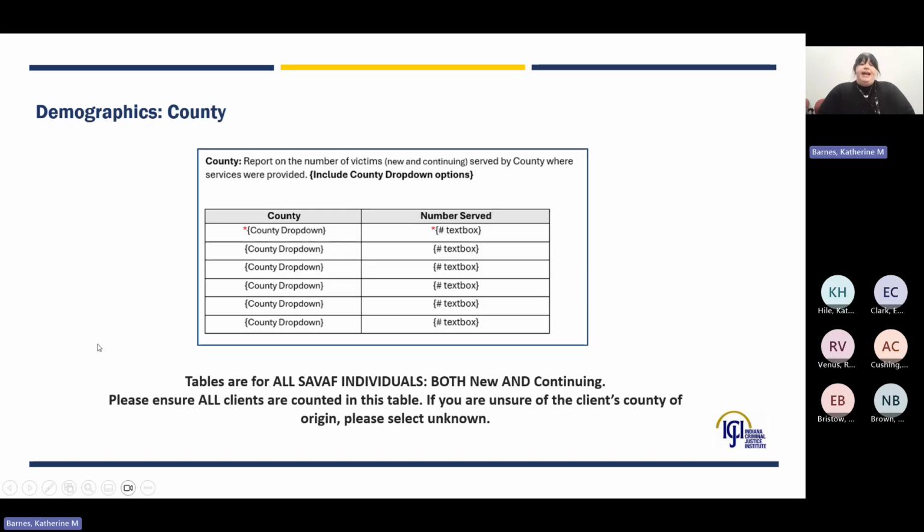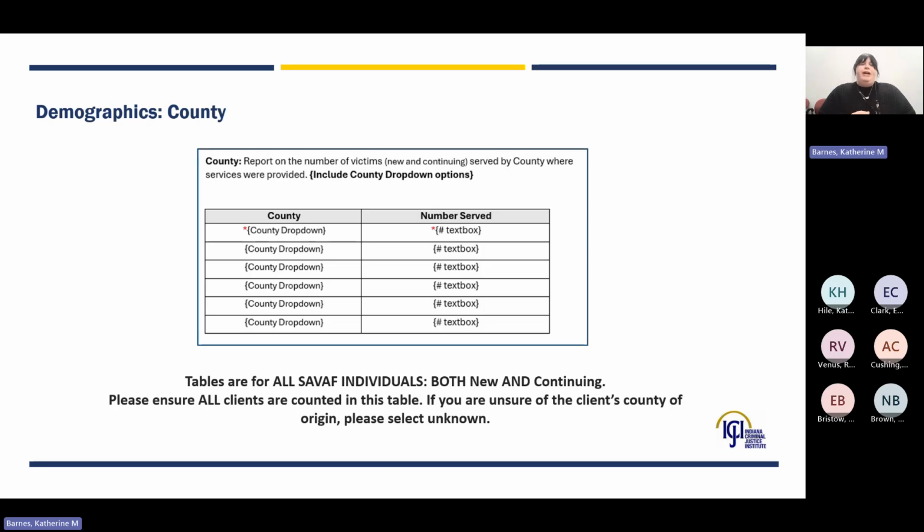Last, we have the county demographics. So this is going to be asking for the county of origin of your clients. This should be for all SAVAF funded clients, both new and continuing. We're not only collecting new, we are collecting both new and continuing, to emphasize that. So please ensure also all clients that are both new and continuing are included in this table.